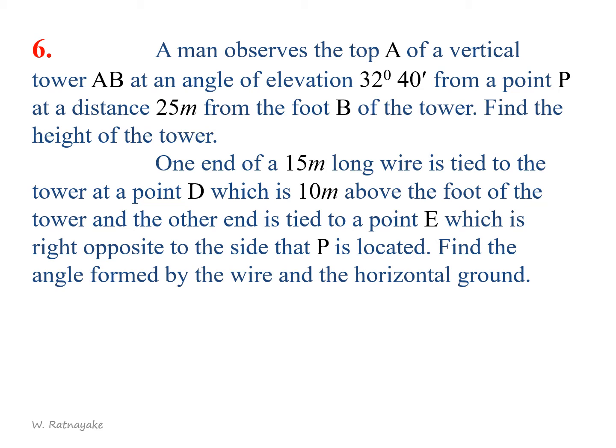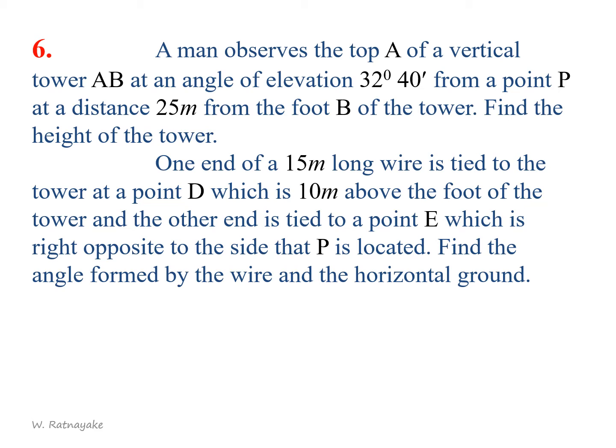Next part is: one end of a 15-meter long wire is tied to the tower at a point D, which is 10 meters above the foot of the tower, and the other end is tied to a point E, which is right opposite to the side that P is located. Find the angle formed by the wire and the horizontal ground.